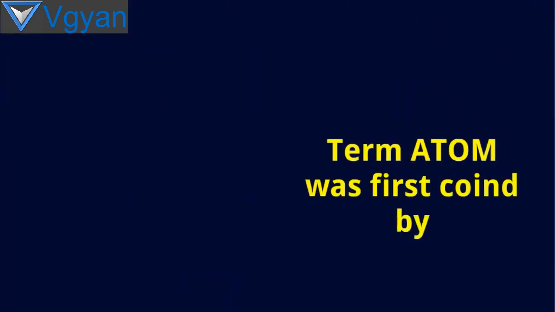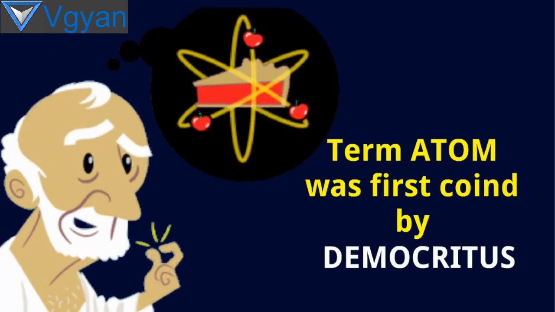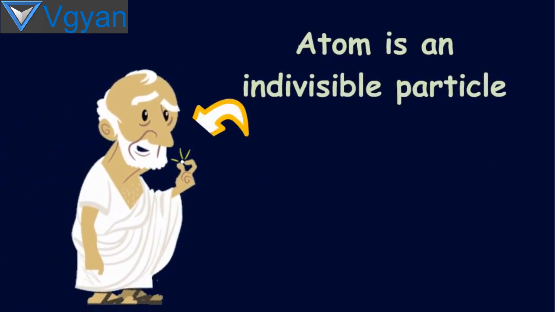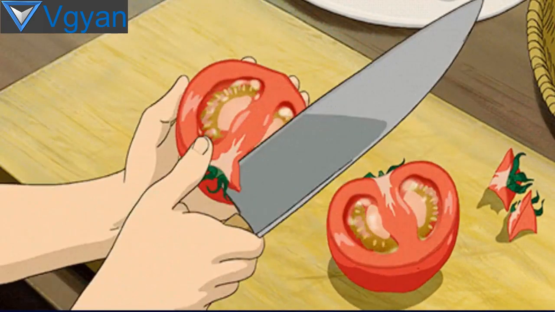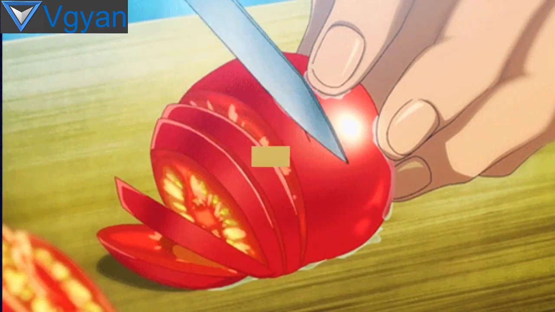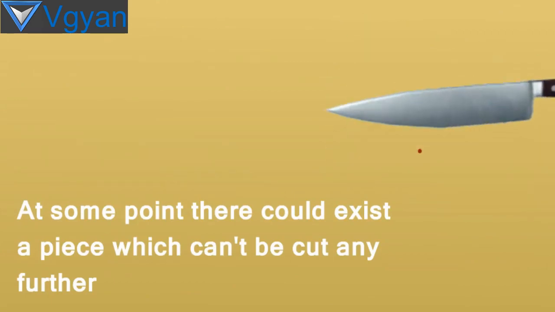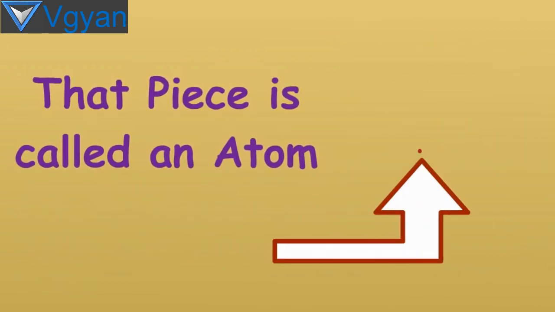The term atom was first coined by a Greek physicist and philosopher, Democritus. Democritus said an atom is an indivisible particle which you cannot divide any further. He said that when we cut anything in half, we get two halves of the same thing. If we continuously cut that thing, at some point there could exist a piece which cannot be cut any further, and that piece is called an atom.